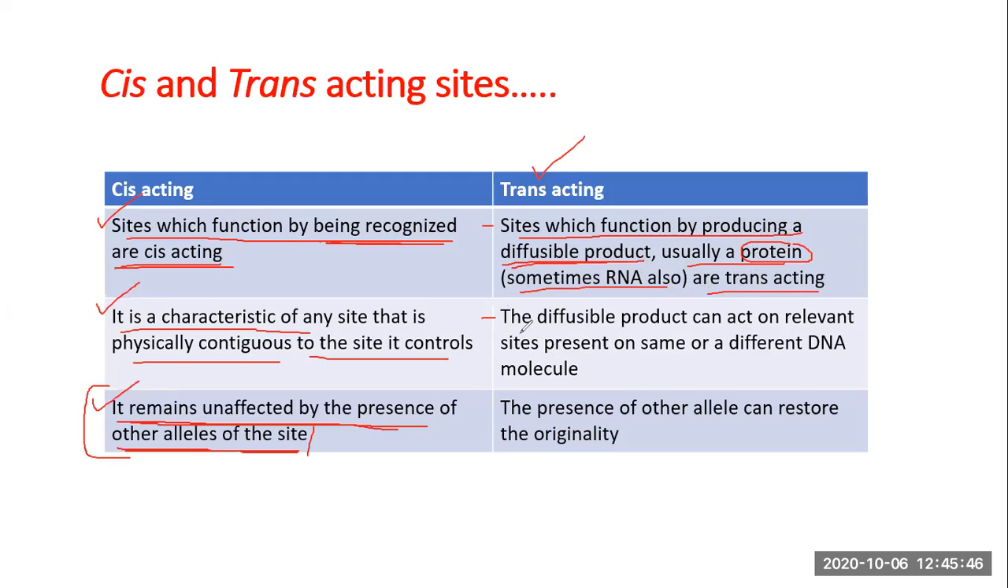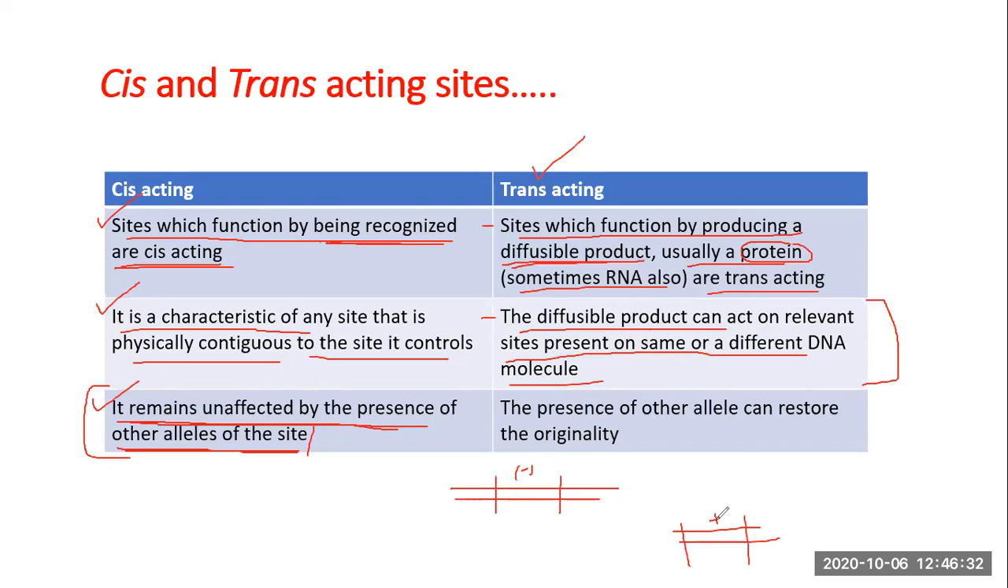The diffusible product, the protein or the RNA, can act on a relevant site present on the same or a different DNA molecule. So now probably you will understand when you make it partially diploid by adding a wild type Lac I, that diffusible product can act on the relevant site. That repressor protein will act on it, whether it is present on the same DNA molecule or on a different DNA molecule. So your original Lac I is mutant here, let's say. Okay, but what you have done, you have made it partially diploid by adding a wild type Lac I.